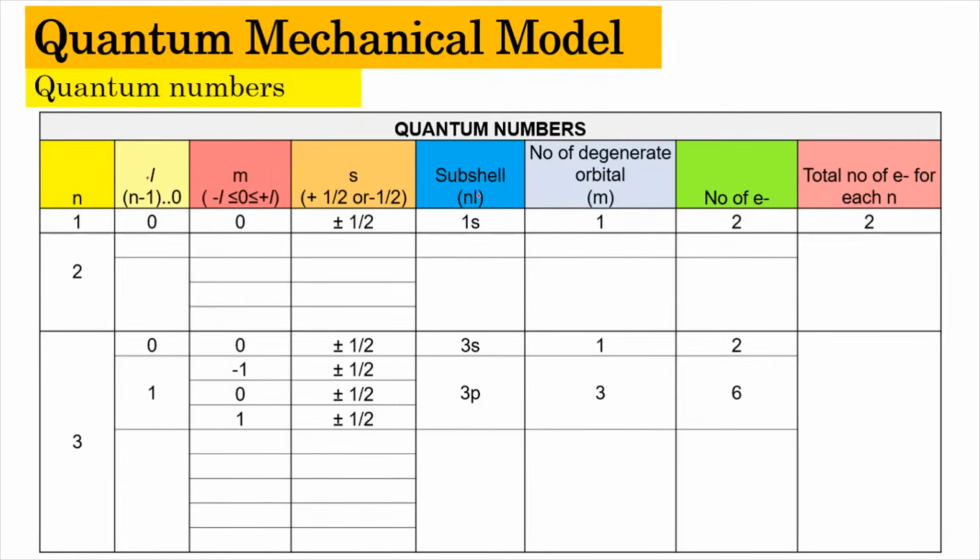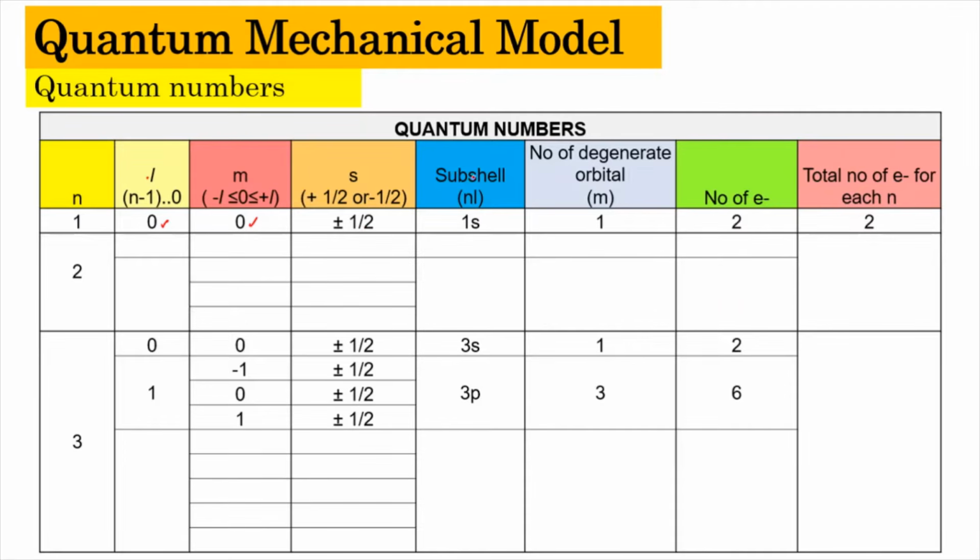And then we have our subshell, degenerate orbital, number of electron, and the total number of each electron. So now let us look into principal quantum number 1 first. When n is equal to 1, then our L here is going to be 1 minus 1, which is 0. Since our L is 0, our m will only have one value, which is 0 as well. And for s here, it can be plus half or minus half. In order to save space, I just put it as plus minus half here.